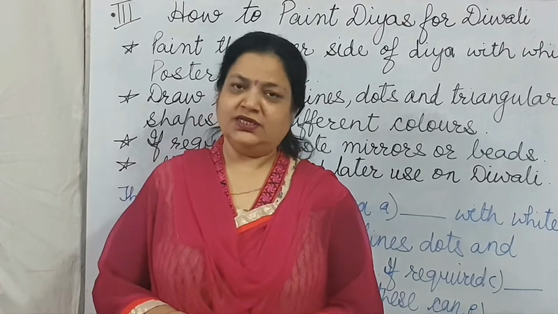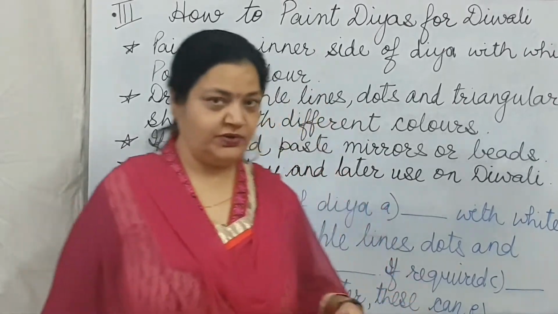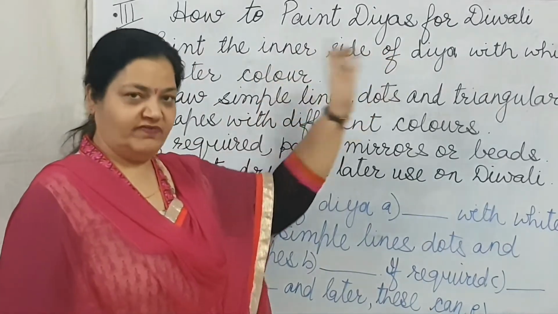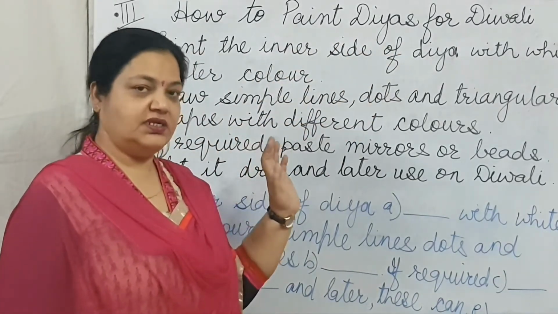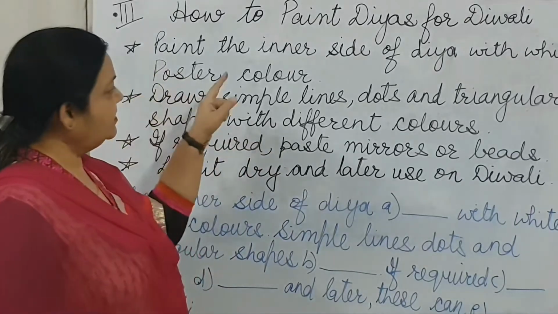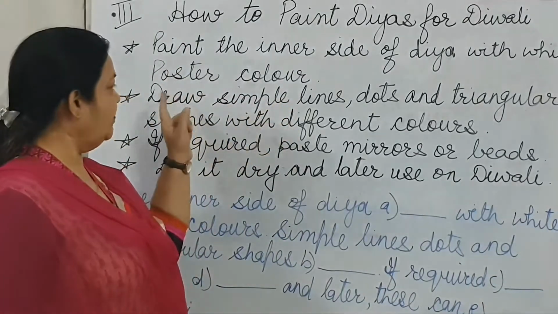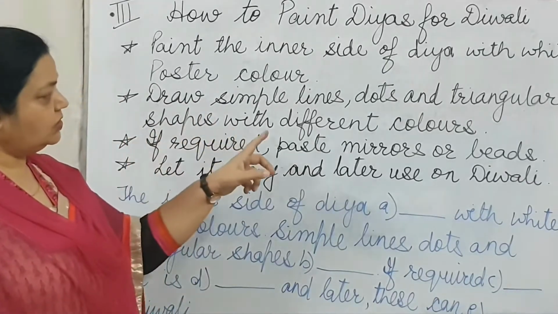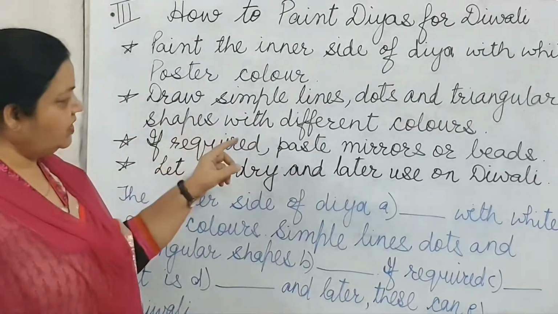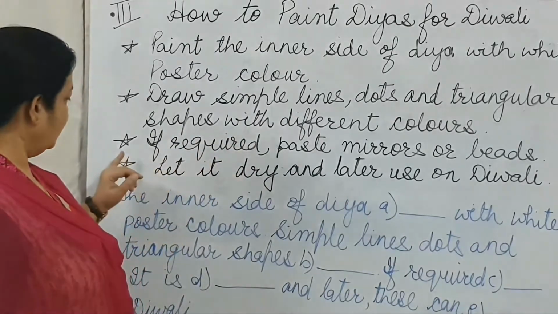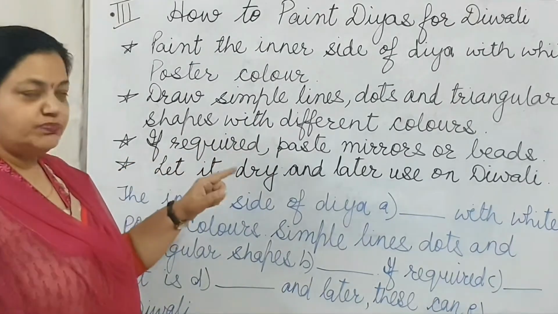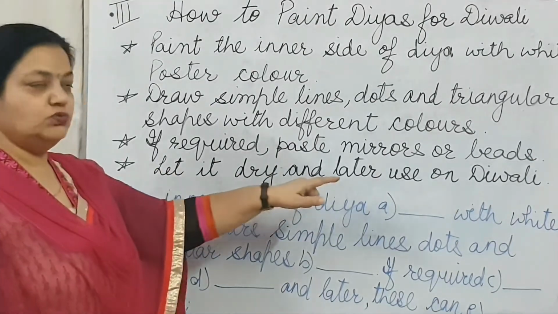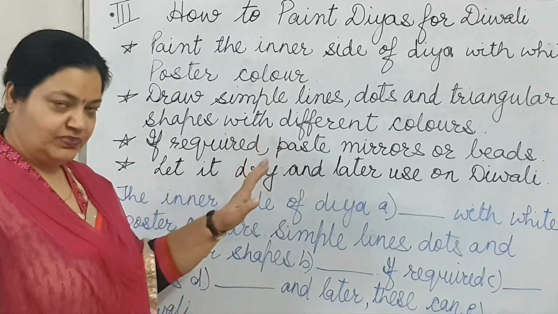Now let us discuss the third question. It is very interesting and very useful to you. How to paint diyas for Diwali. Let us quickly read the instructions. Paint the inner side of diya with white poster color. Draw simple lines, dots or triangular shapes with different color. If required, paste mirror or beads. Let it dry and later use on Diwali.